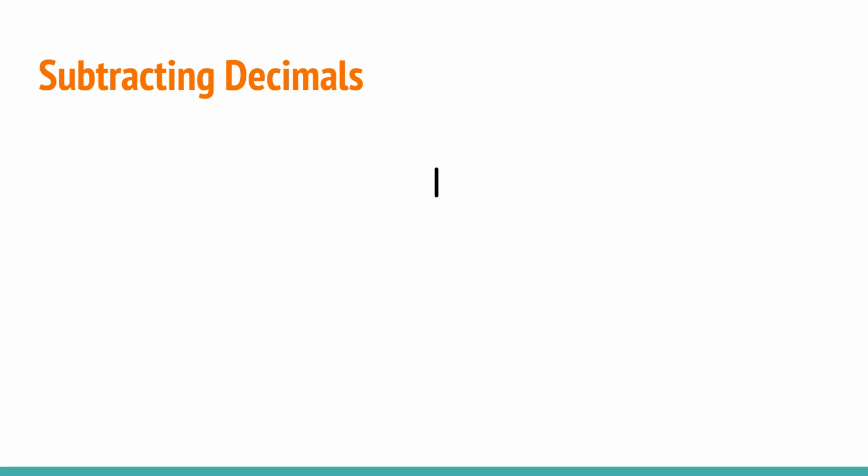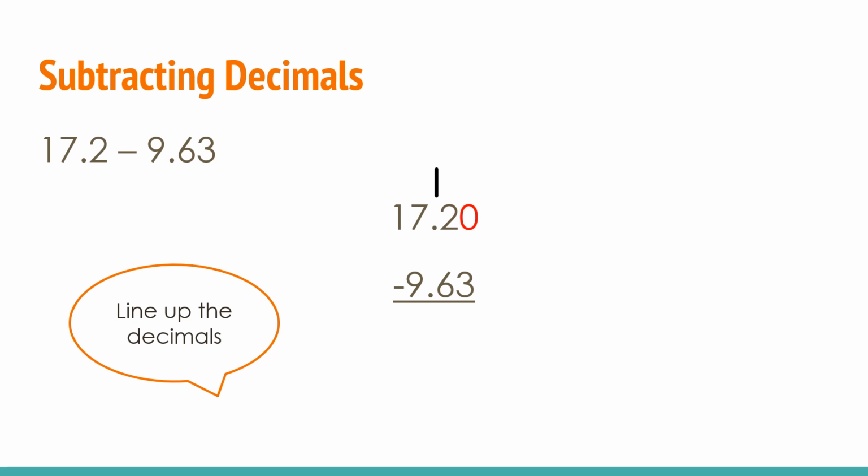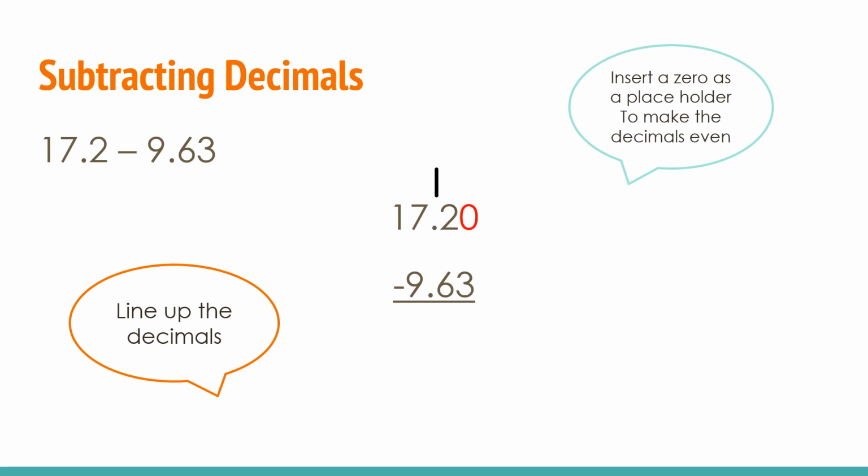The next step is subtracting decimals. And just like adding decimals, we're going to follow the same rules. So the first step is to line up your decimals by place value. So I've lined up my decimals, making sure that the decimals are in exactly the same spot. I'm going to insert a 0 just to make sure the decimals are even. So in this problem, I inserted a 0 behind the 2 just to make sure that both numbers have hundreds place. Now I'm going to go ahead and subtract as usual.